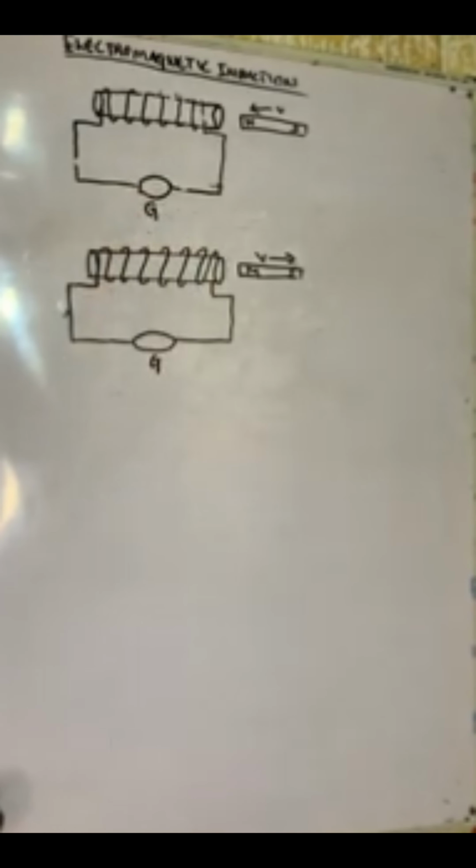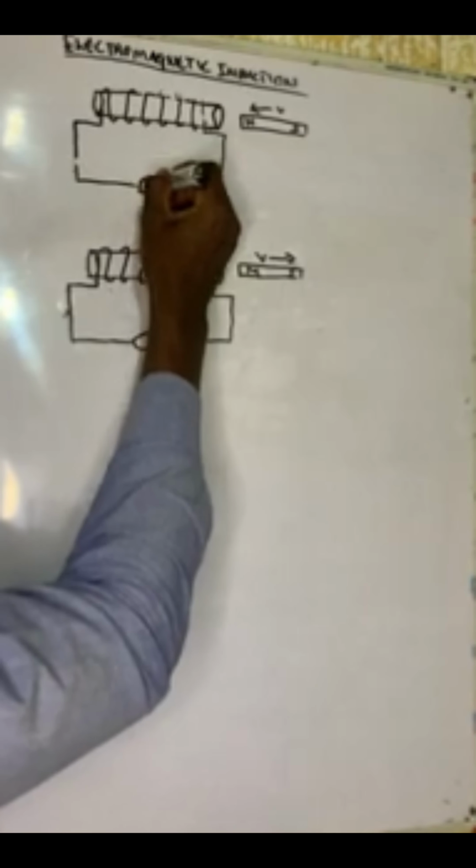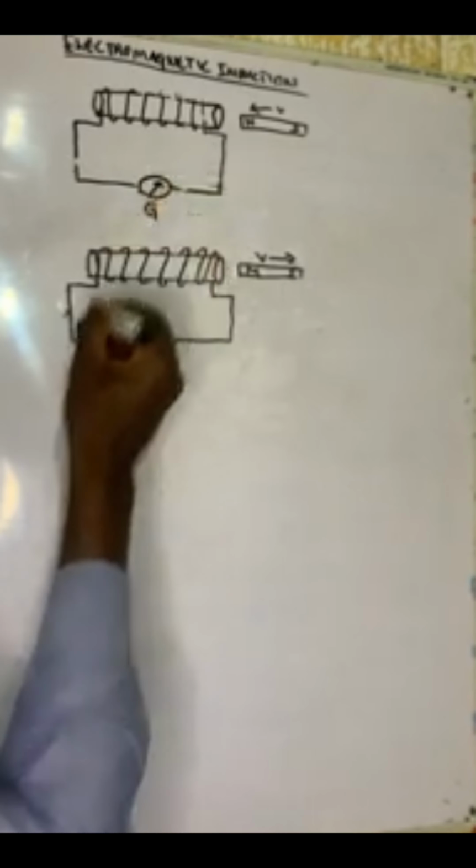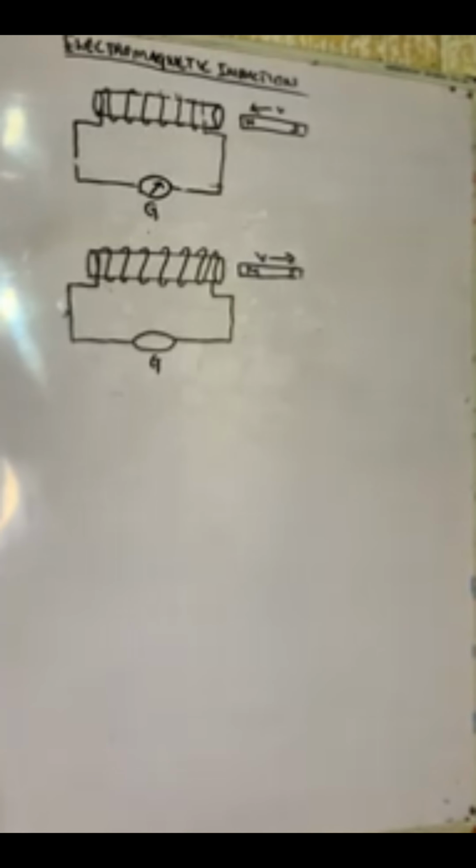That signifies that there has been an induced EMF and consequently an induced current. So the pointer on the galvanometer will be deflected towards this direction, giving an impression that current has been induced. Now we want to know the direction of flow of the induced current.